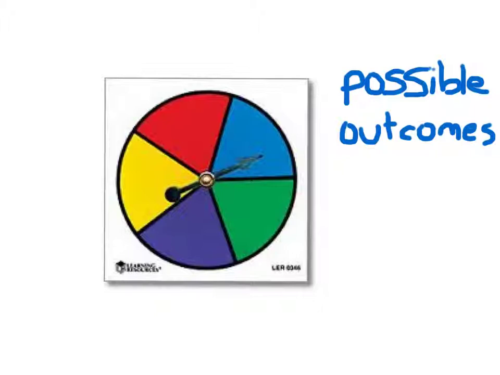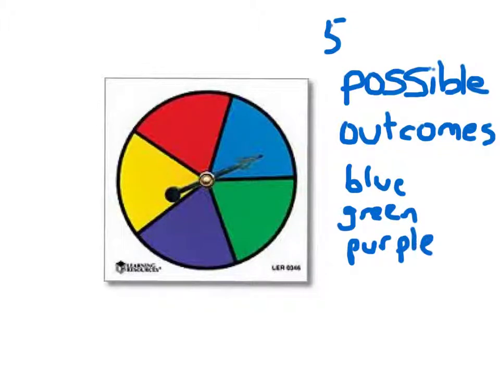Here we are given a spinner. And if you think about those possible outcomes, we've got blue, green, purple, yellow, and red. Those are our possible outcomes. How many possible outcomes are there? Did you say 5? Because there are 5 equally likely possible outcomes. So we could get blue, green, purple, yellow, or even red for one spin of the spinner.